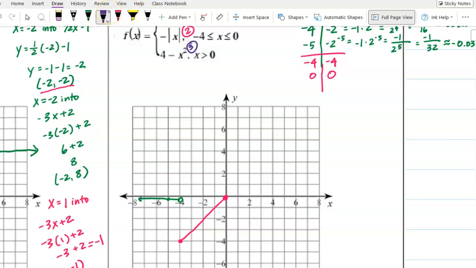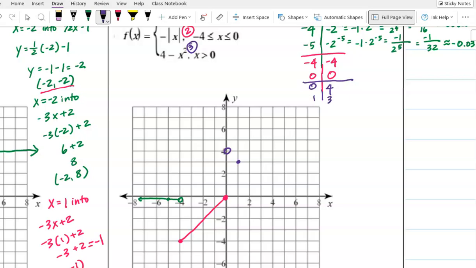Okay. I have to see the overlap. So I'm going to put a 0 in. And when I put a 0 in, it gives me a 4, 0, 4. That's been reflected over the x-axis and then moved up 4. So it's an open circle. And then you notice that the slope is negative 1, so I could just go down and to the right 1. And that's 1, and I could check myself and say 1, and that's going to be 3.